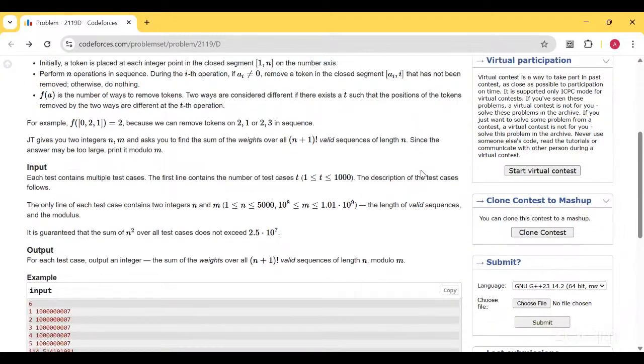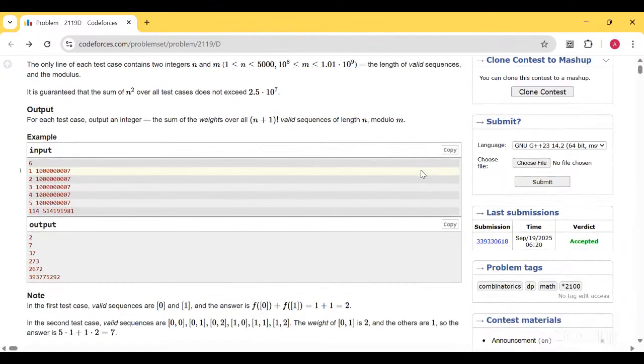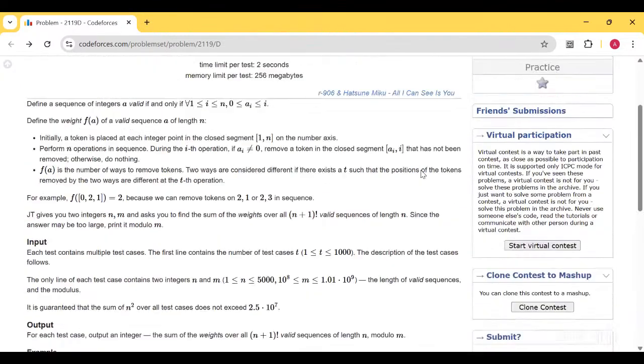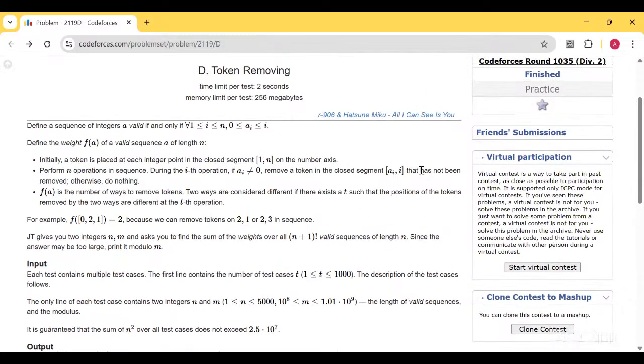Okay. All right. Any questions? Okay, any idea how to solve this problem?